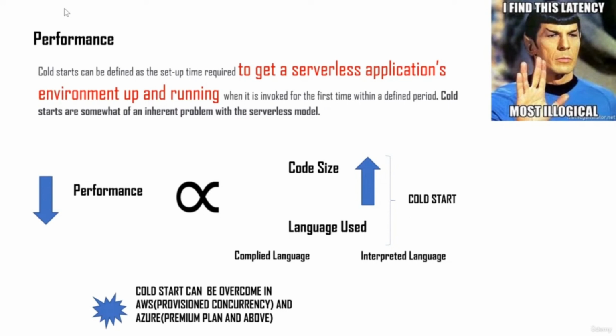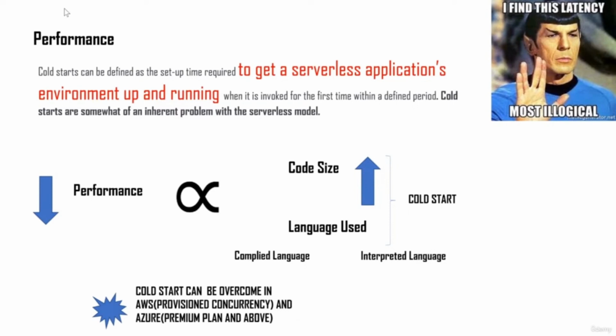So now, based on a few parameters, your cold start can increase or decrease. The increase in cold start would inherently mean an increase in latency and a decrease in performance of your application. Now, the two most important factors are the code size and the language used. So the larger the code size of your application, the greater the cold start would be, and the latency of your application will increase. Similarly, another important factor to consider is what kind of language you are using, whether it's a compiled language or an interpreted language. So in the next slide, we will see the difference between using a compiled or an interpreted language. Now in AWS and Azure currently, there are ways to overcome cold start.